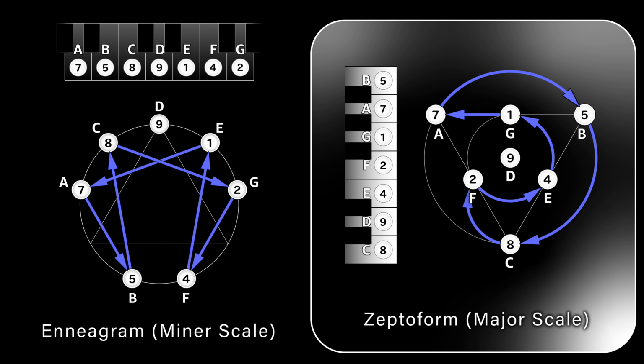In the Zeptoform theory, some processes are added to the traditional Enneagram theory, as discussed in the previous chapter. Now, in order to compose music, we use only integration processes.